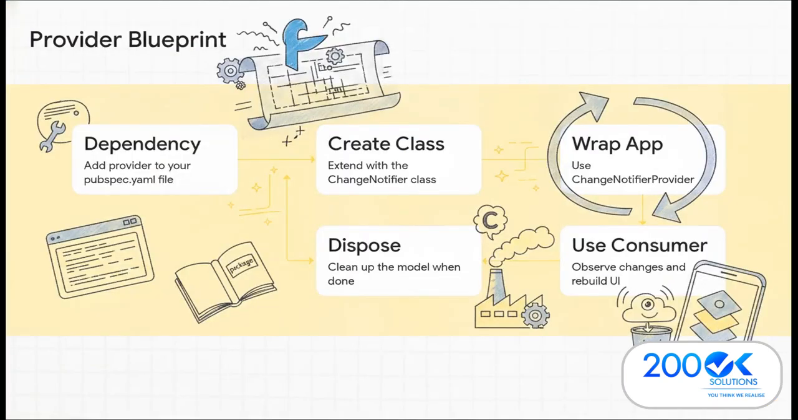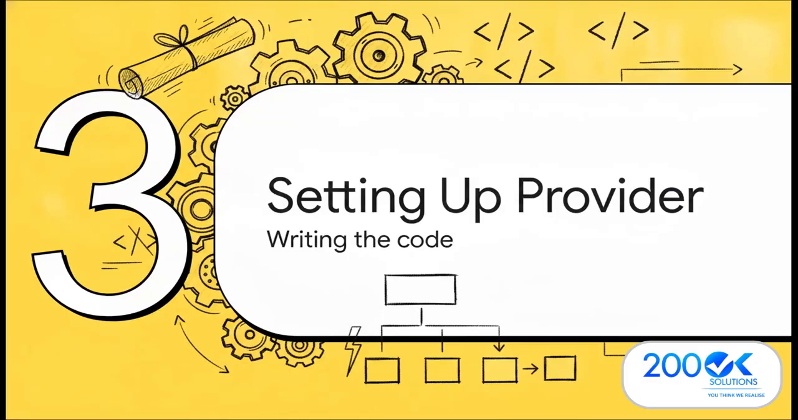Okay, let's dive into this. To effectively harness Provider, there's a clear, chronological 5-step practical process we're going to follow to build out our architecture. Step 1, add the dependency. Step 2, create your Provider class. Step 3, wrap your app. Step 4, use a consumer. And Step 5, dispose of the model. This is essentially your master blueprint. Now for the fun part. Section 3, setting up Provider.